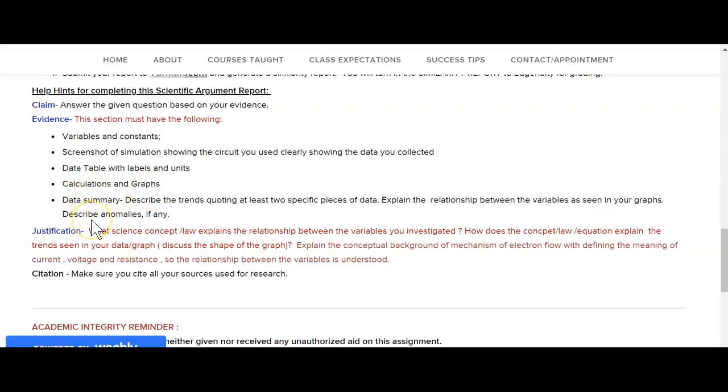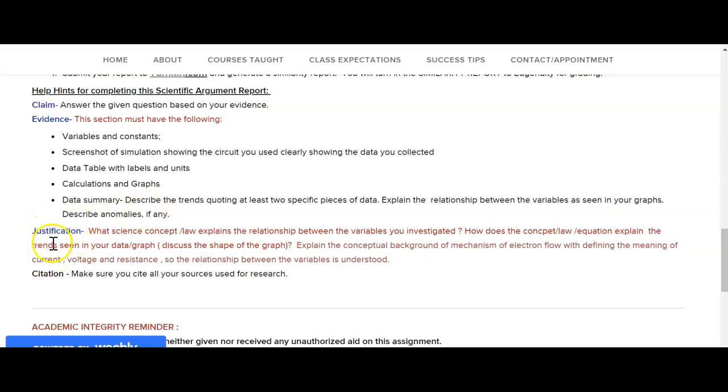Data summary. So what does your graph look like? As you increase the voltage, what happens to the current? So all of the things that you observe in your data, that's what you're going to write in your data summary. Quote two specific pieces of data. That means you can say when the voltage was this, the current was this. And then when I increase the voltage, this is what happened to the current. So, you know, it's a summary. So look at your data and describe the data, okay, as completely as you can.